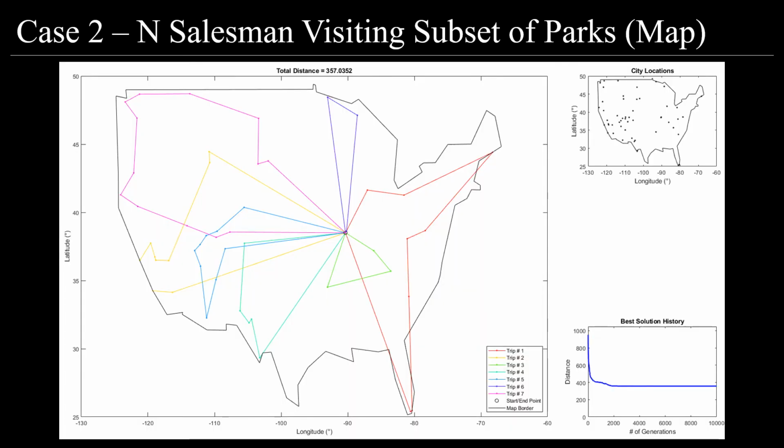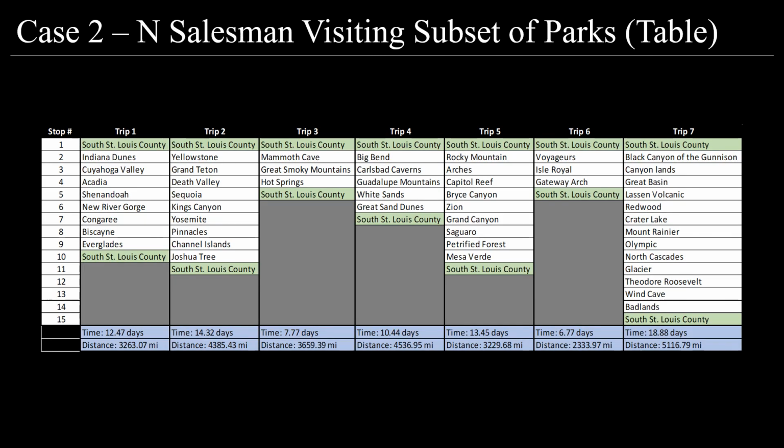Here is the map with the 7 unique routes and the best of generation plot in the lower right. And here's the order that the parks will be visited in each of the 7 trips.